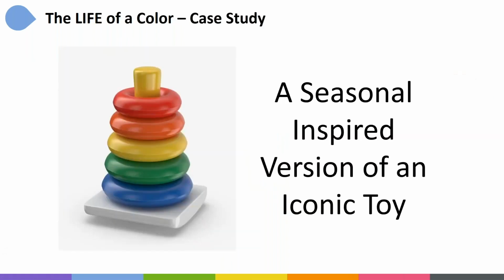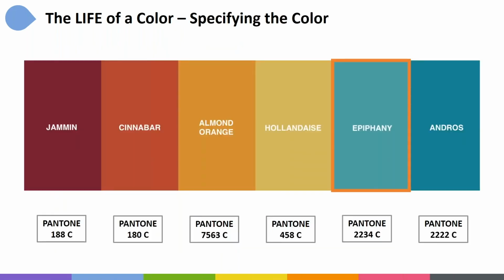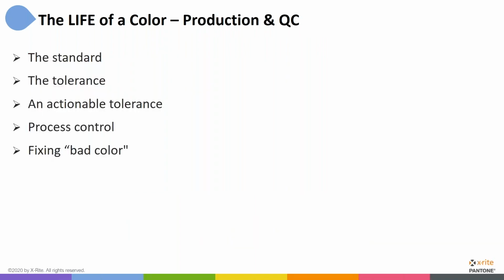So let's move along. And again, another reminder, what we were working on was a seasonal version of an iconic toy. And that version of that toy was going to be made using these colors. And again, as we did when we were doing the formulation piece, we're going to focus today on that particular one outlined in orange there that we called Epiphany, and that particular color in this. So let's dive in and talk about what we need to do if we're doing production in QC.